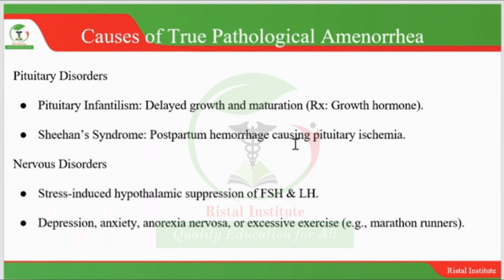Then nervous disorders, stress-induced hypothalamic suppression of the follicle-stimulating hormone and luteinizing hormone. If the woman is stressed, the stress can lead to non-production of the follicle-stimulating hormone or the luteinizing hormone, or they can be produced in low quantity. And we know that these are responsible for the development and the release of the ovum. And depression, anxiety, anorexia nervosa, or excessive exercise, e.g., marathon runners, can also lead to disorders that bring about amenorrhea.